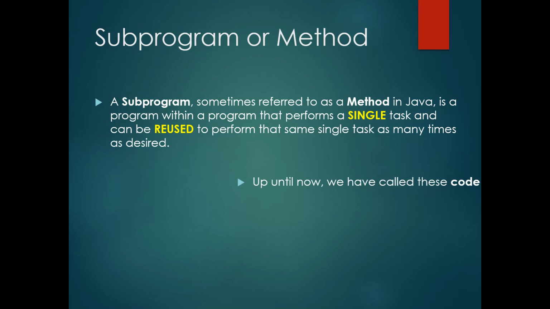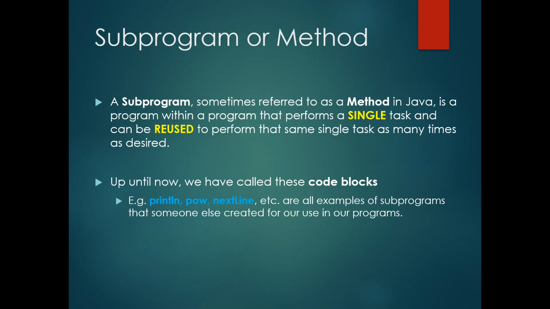So, all right. Up until now, we've called these things code blocks for the most part. I would say, like, in this code block, you can define a local variable. Well, what I'm really talking about is a method. All right, those squiggly brackets, anything inside of those squiggly brackets. So here's a few methods that you've already been using. Println, pow, next line. These are all examples of subprograms or methods that we've been using since day one.